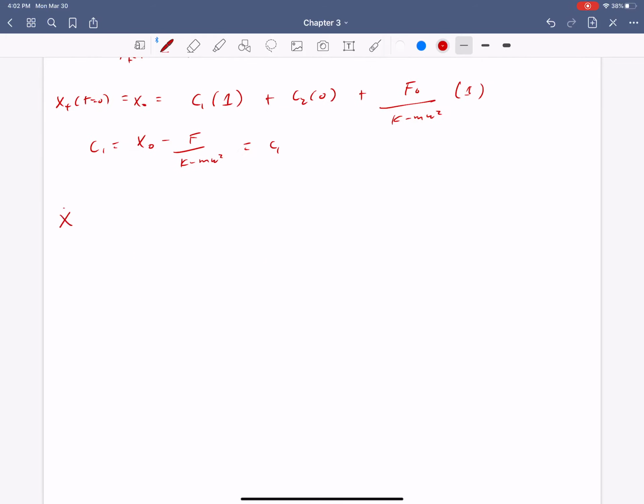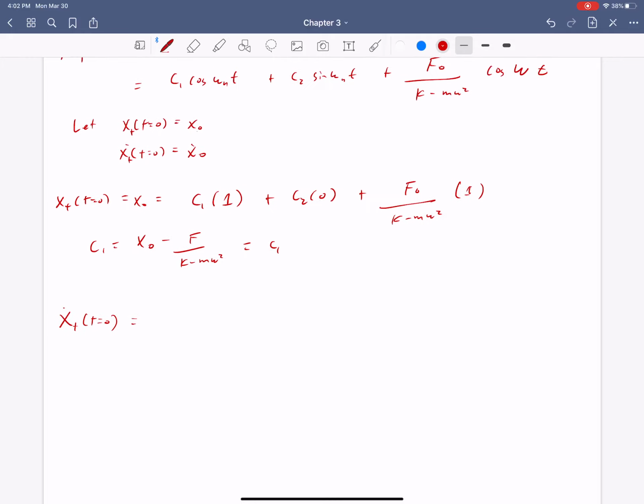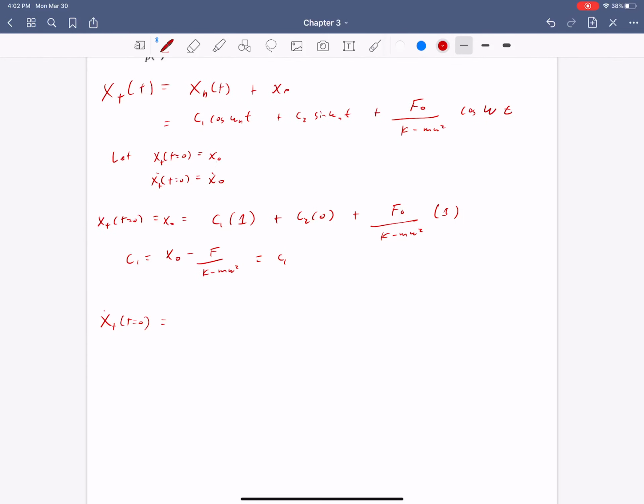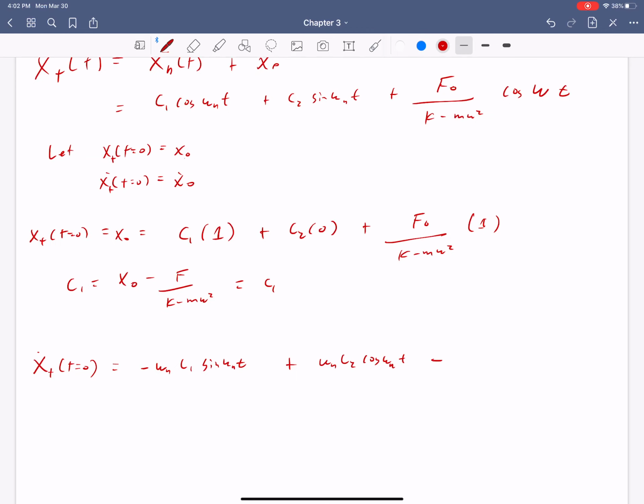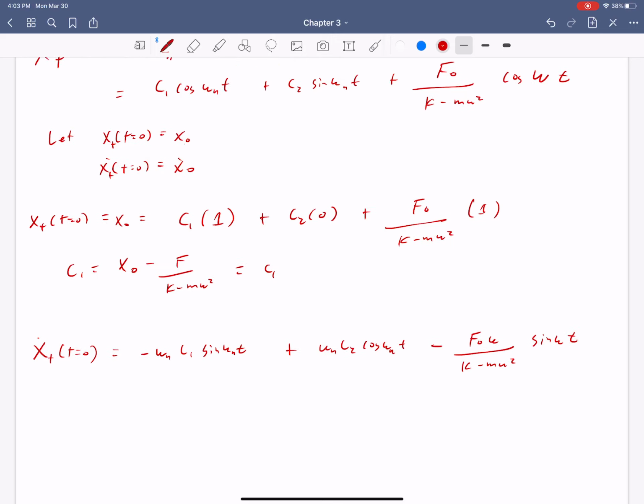Now let's put in our second boundary condition, x dot total at t equal to 0. To get that, we have to figure out what x dot is. So x dot of t is equal to negative omega n C1 sine omega nt plus omega n C2 cosine omega nt, minus F naught omega divided by k minus m omega squared times sine omega t.